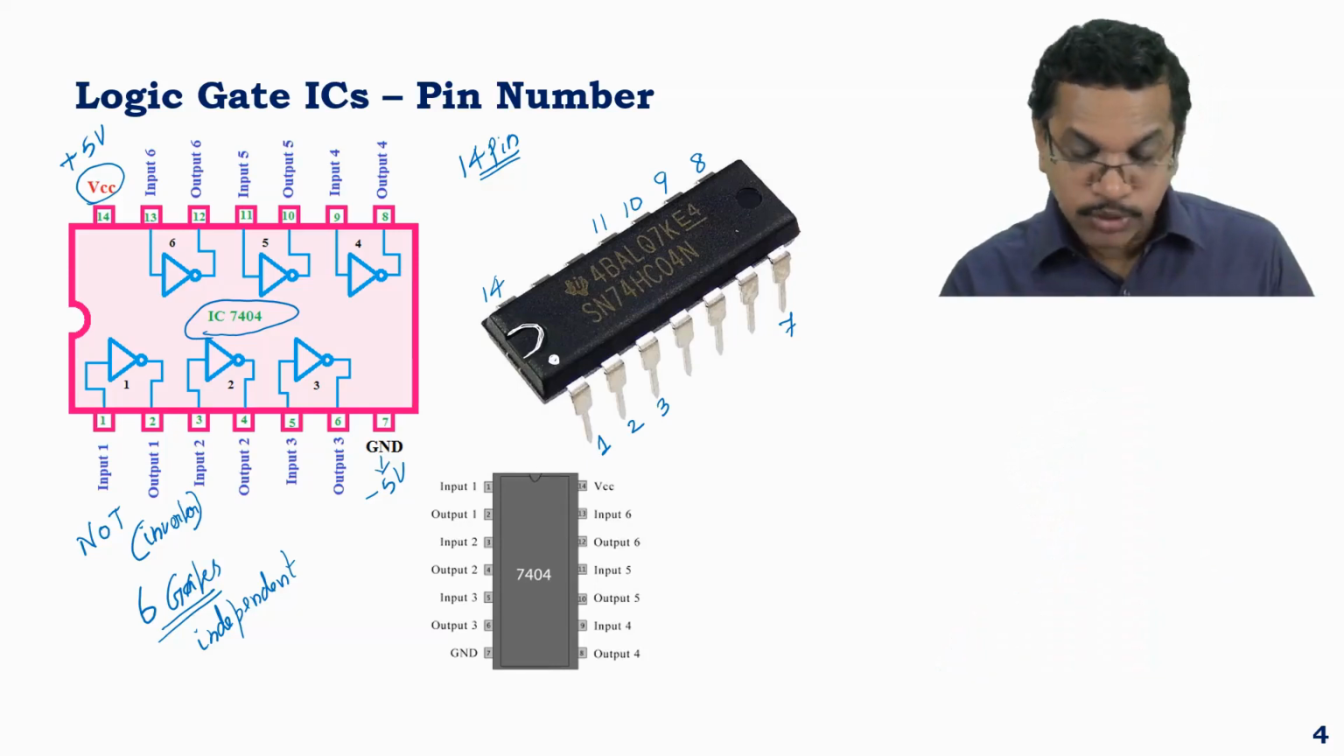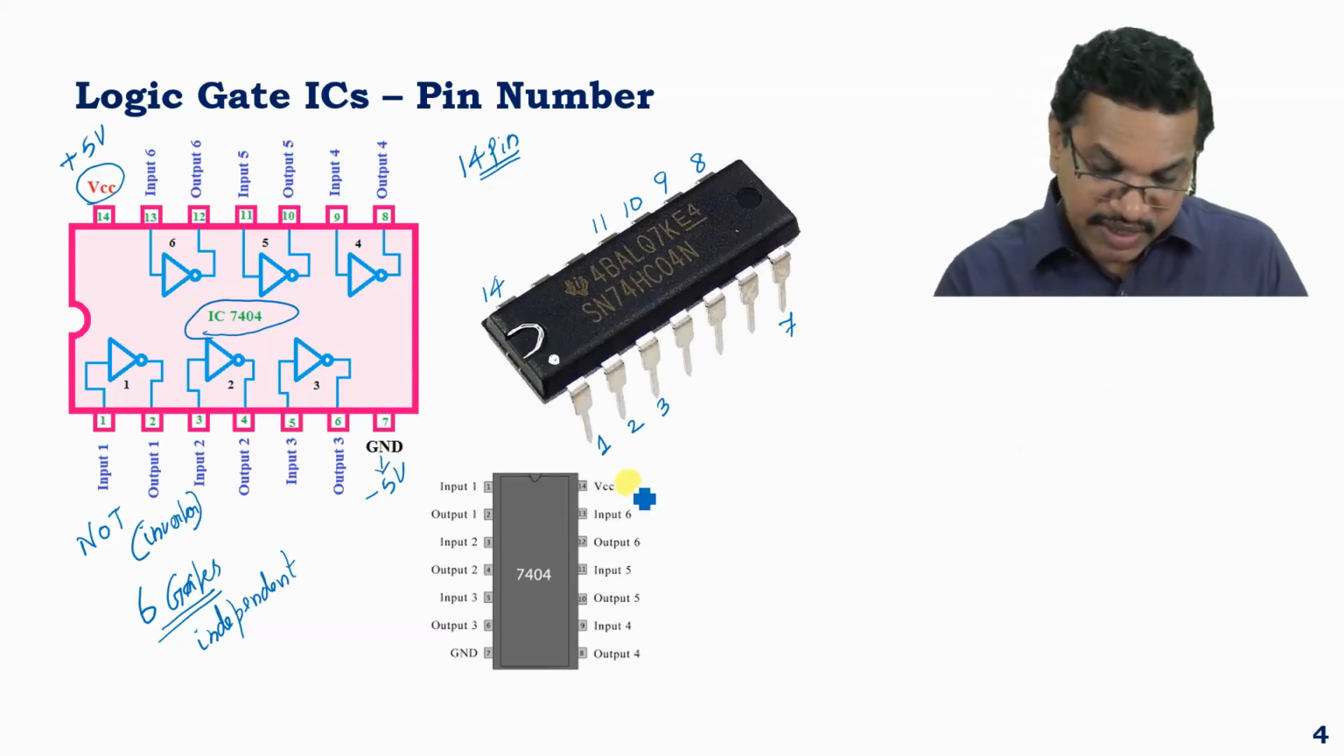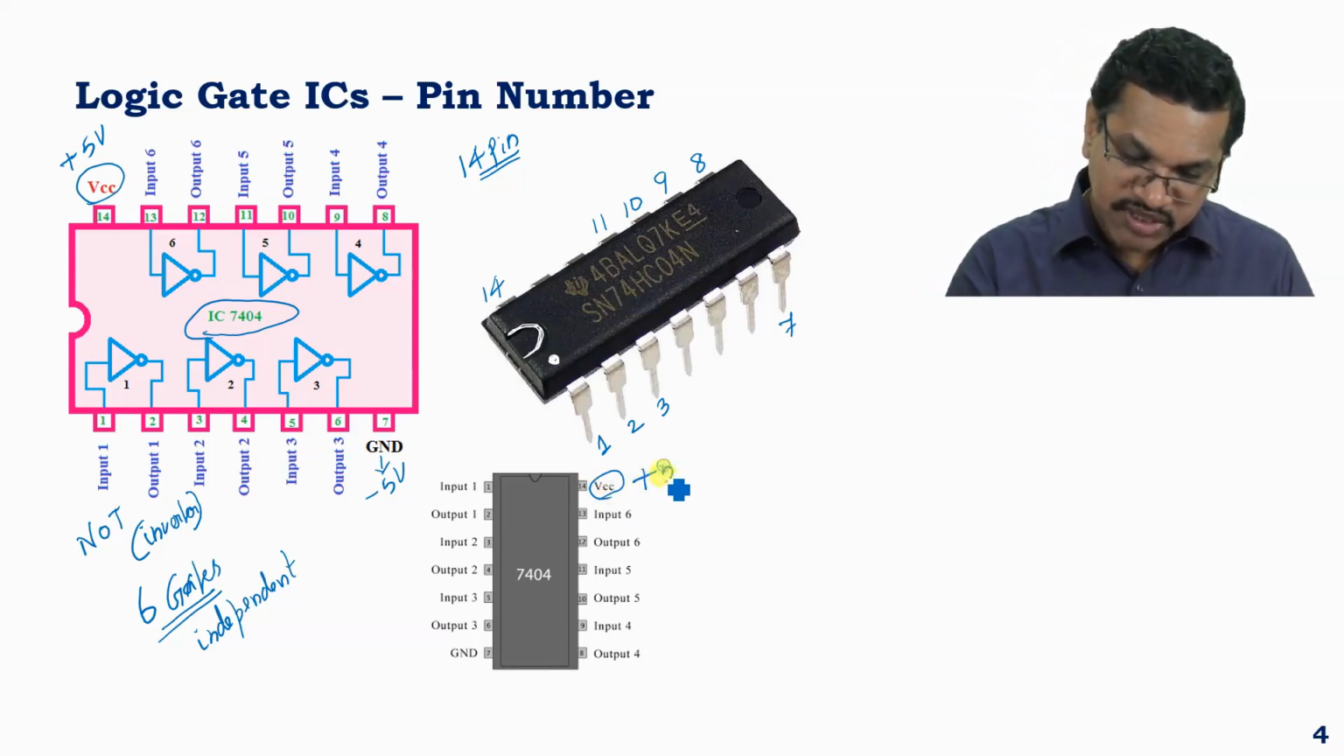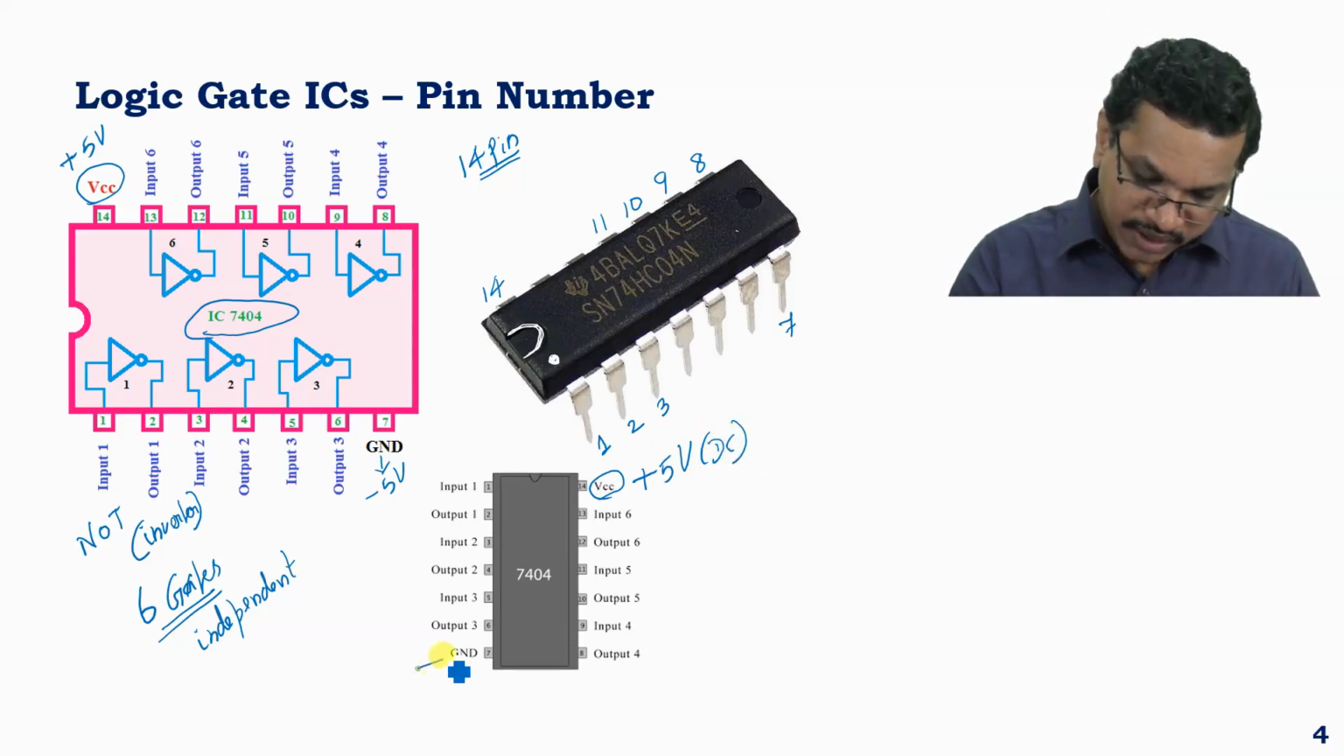Be very clear when you use the ICs in lab, they cannot withstand more than 5 volts. So the plus VDC should just be 5 volts. It's a DC supply plus 5 volt. Again ground, you have to connect it to minus VDC.